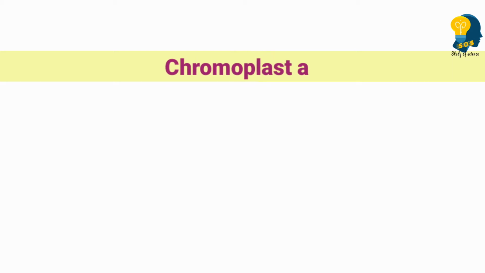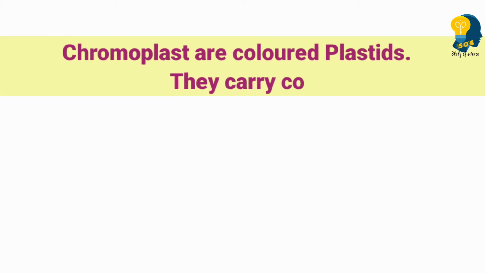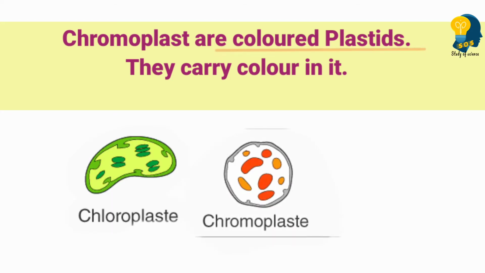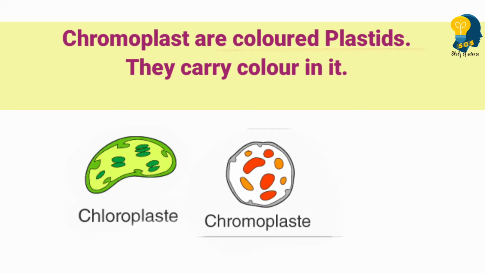Students, chromoplasts are basically the colored plastids. The name chromoplast suggests colored plastids because they contain the pigments which carry the color in it. Clear? Now let us understand the types of colored pigments which are present in the chromoplast.